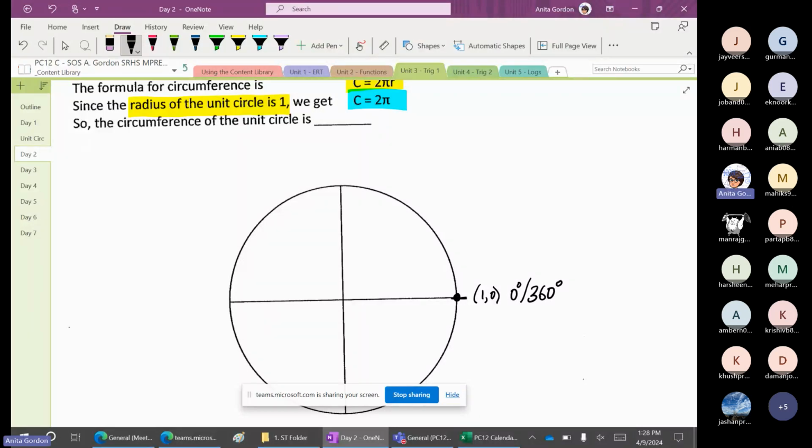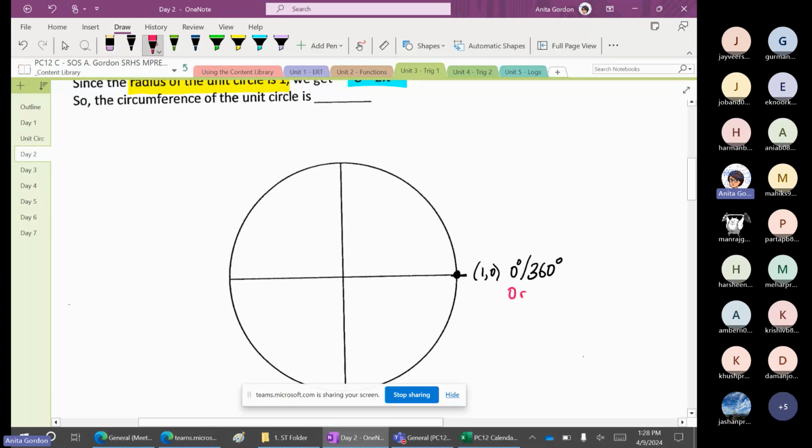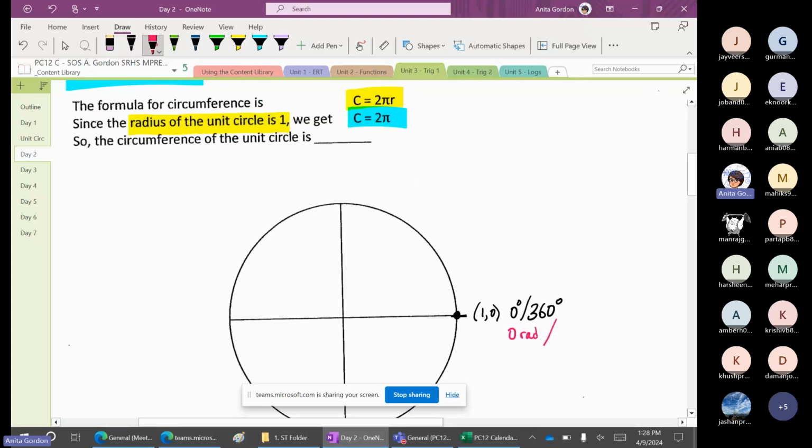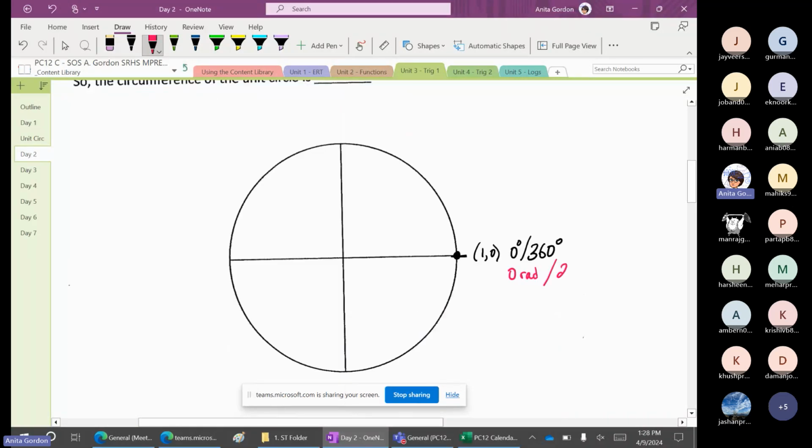We are now translating that into radians. Now this is 0 radians. And if we go all the way around the circle, meaning we are covering the circumference of the circle, all the way around a circle is 2 pi rads. Okay, so we start at 0 and end at 2 pi. What happens if I go halfway across the circle? How many pi's is this? 1 pi, yeah. This is pi.